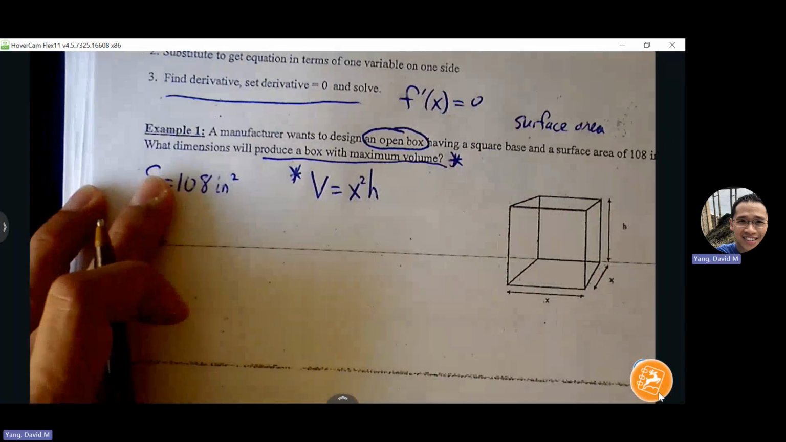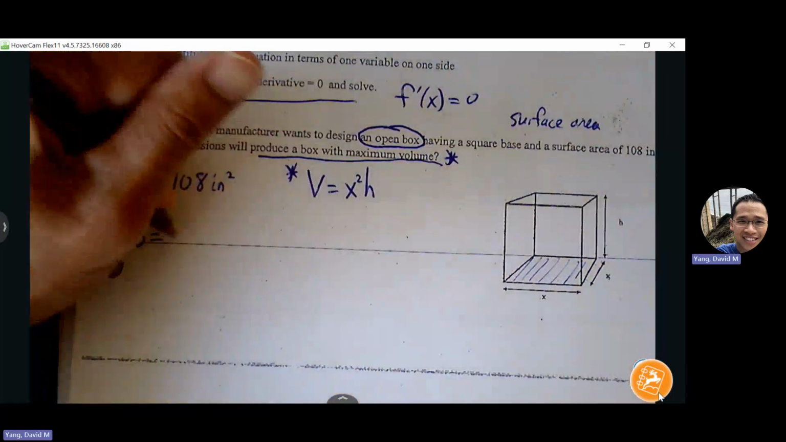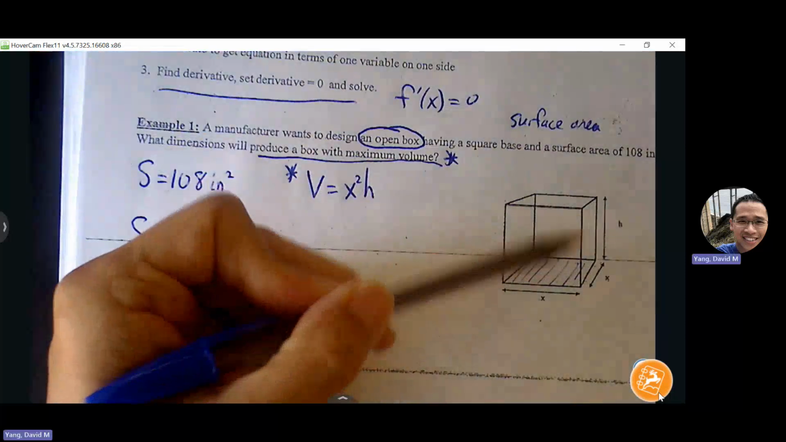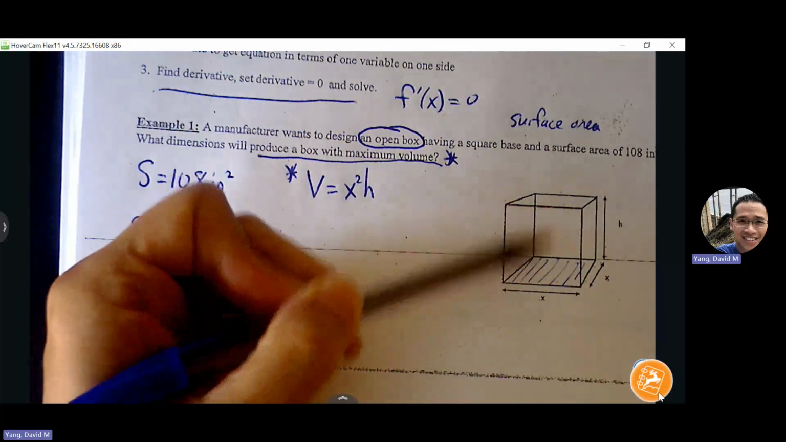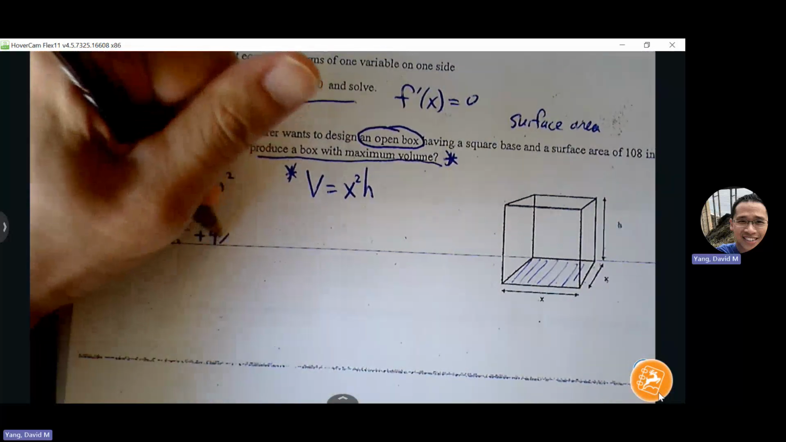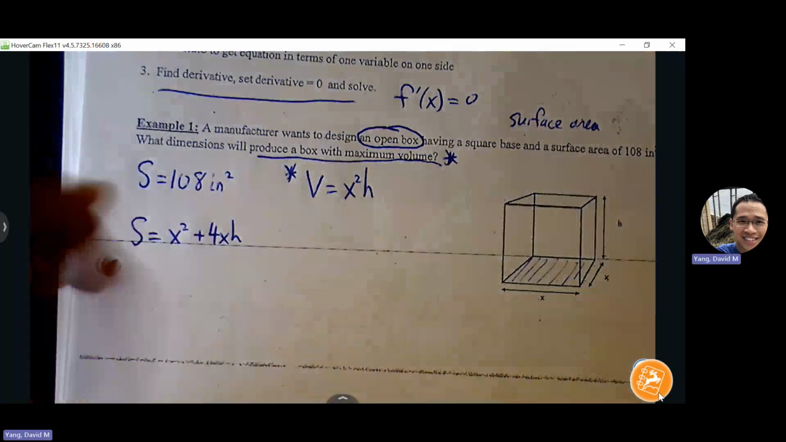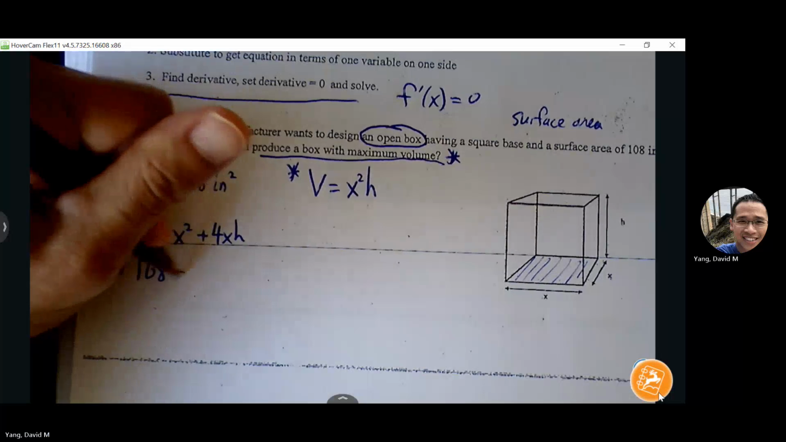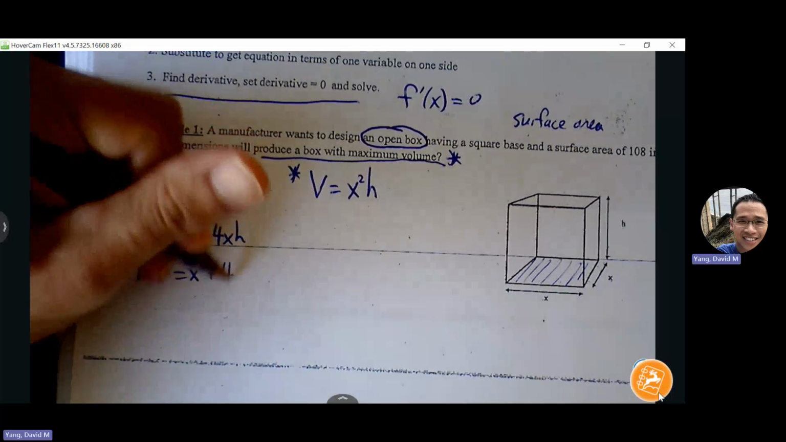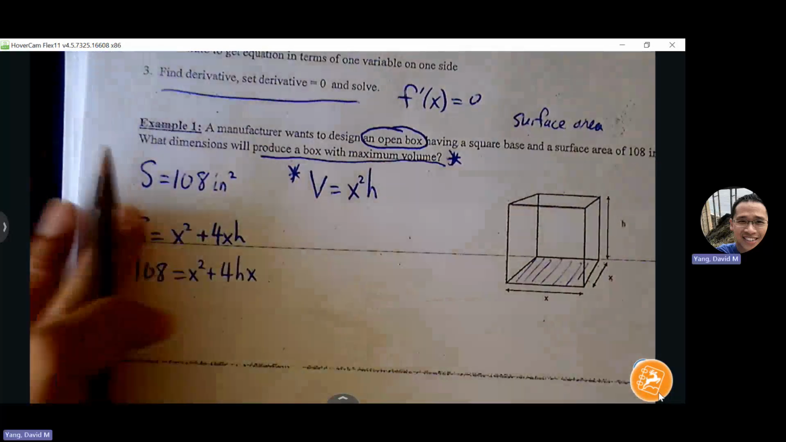So let's add up the area of each of the surfaces. Let's do the base first. What's the area of the base? X squared. What's the area of one of the vertical faces? XH. How many do we have? 4. So plus 4XH. Everybody okay with that? Okay, I can put this information in. 108 equals x squared plus 4xh, or 4hx.